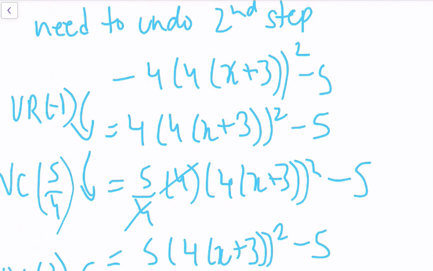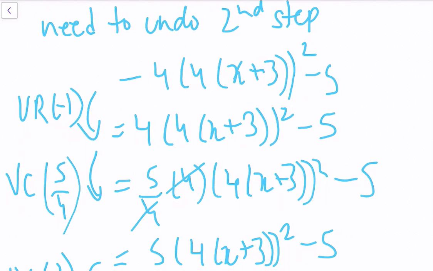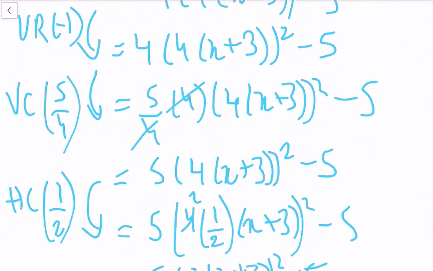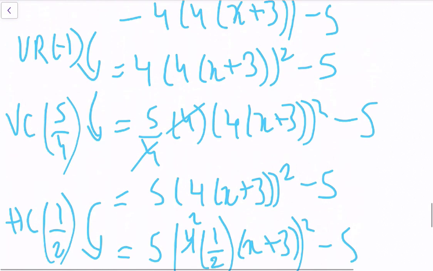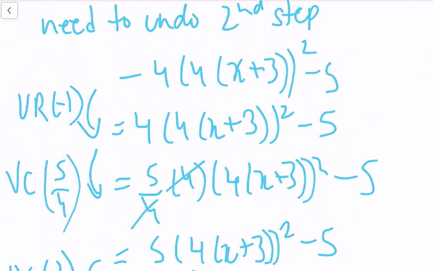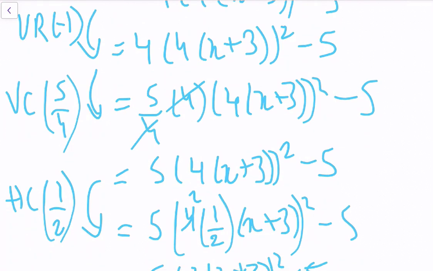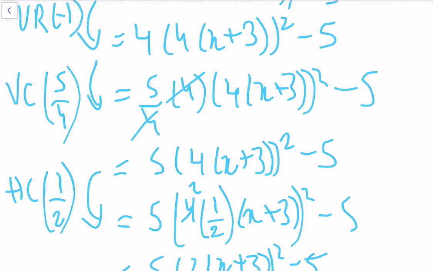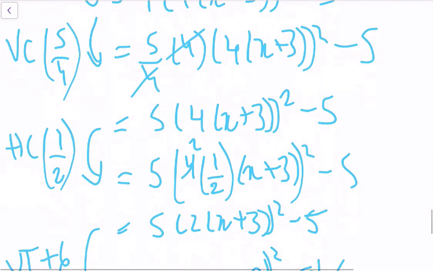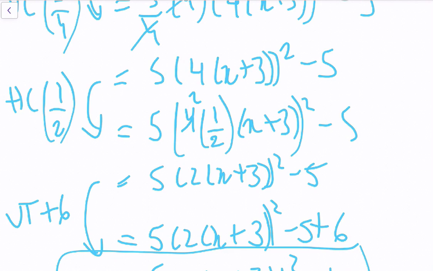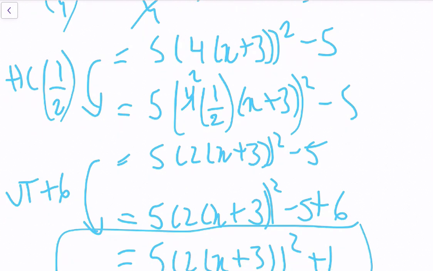So basically, I took our final function and step by step I undid everything they gave us. First, I undid the vertical reflection, so I multiplied the whole thing by minus 1. Then I undid the vertical compression, so I multiplied it by 5 over 4. Then I undid the horizontal compression, so I multiplied the horizontal component by a half, which gives us so far 5 times 2 times x plus 3 all squared minus 5.